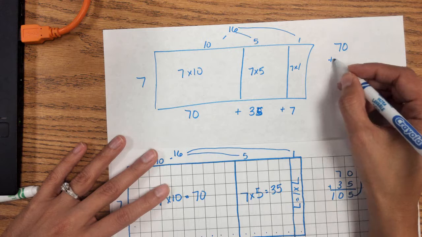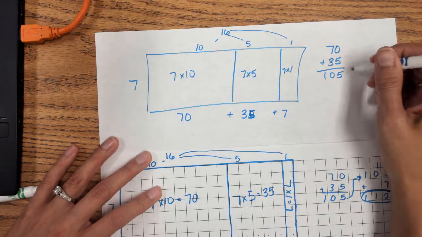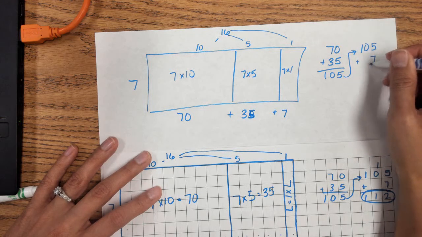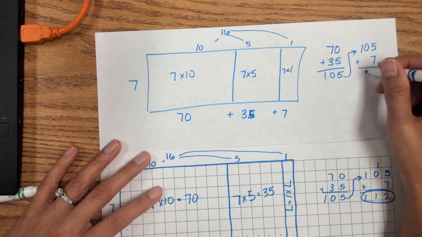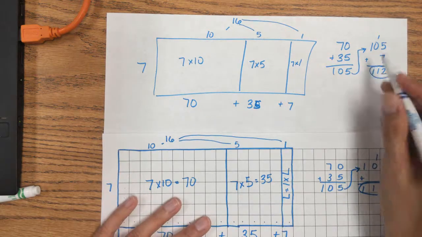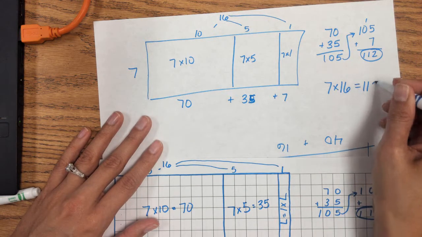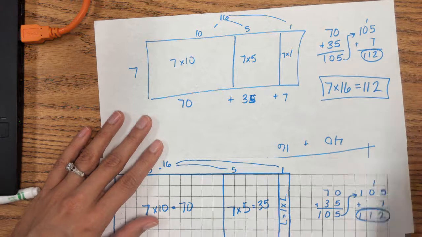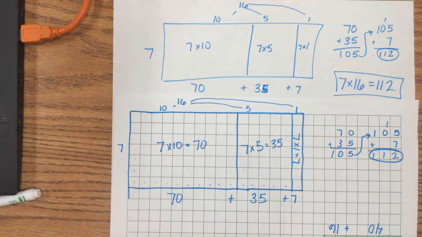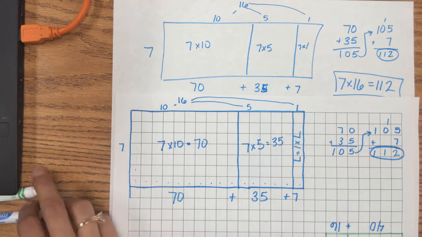So then 70 plus 35 is 105. I need to add 7. I guess technically regroup. So 112. So then they know 7 times 16 equals 112. So 2 different approaches, but the same concept both times.